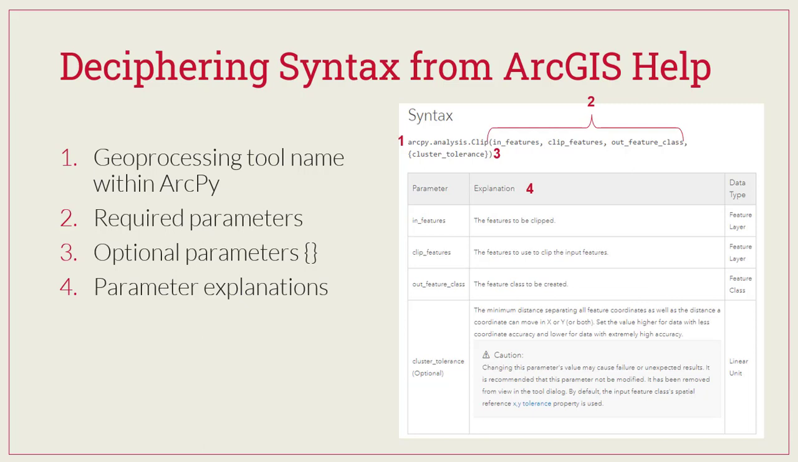Out feature class, the feature class to be created. So it's a feature class. All right, so I know that's going to be something that's new, that's created. It's an output. Anytime you see out, that means it's something that's going to be created that doesn't yet exist. Anytime you see in, that means it has to be an existing data set. Now you'll notice here that you see feature layer versus feature class.